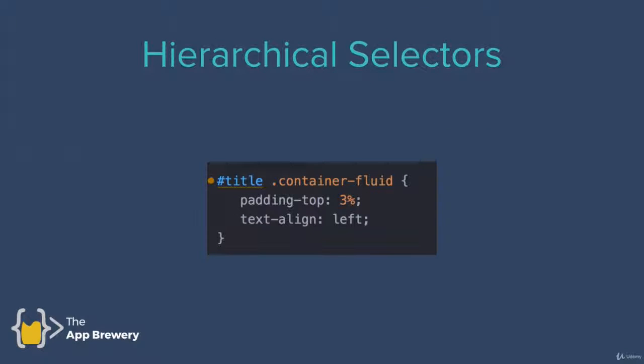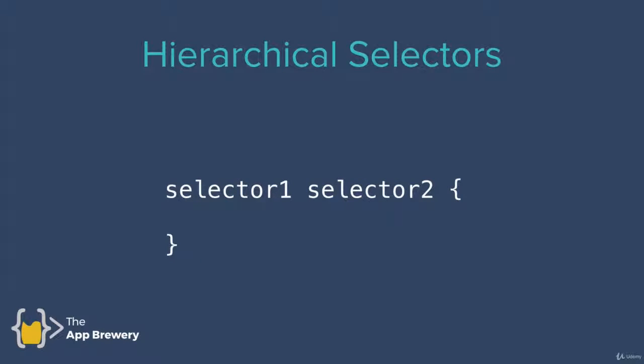Now, it gets a little bit more complicated when we start talking about hierarchical selectors. And that's because in order to use this properly, we have to understand how the HTML is structured. So in our case, we wrote this code that targeted the container-fluid class that is inside something that has the ID of title, and we gave it a different padding. The syntax here looks like this. So you have selector 1, then you have a space, then you have selector 2. And this is what I was talking about earlier on. Spacing in this case is crucial. You should have one space, and the order is that the first selector is from the parent and the second selector is from the child.